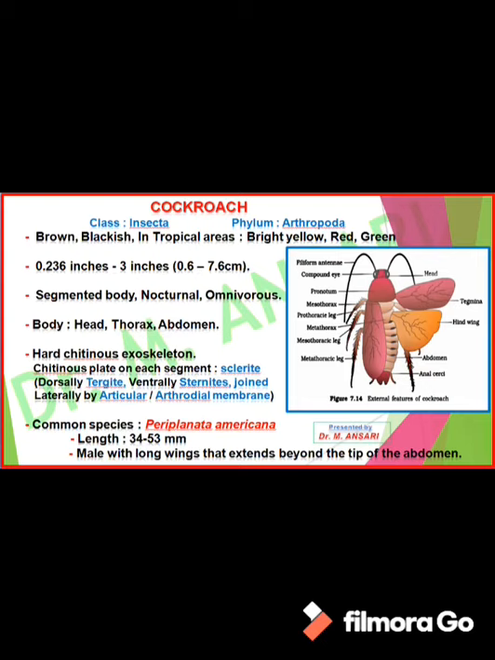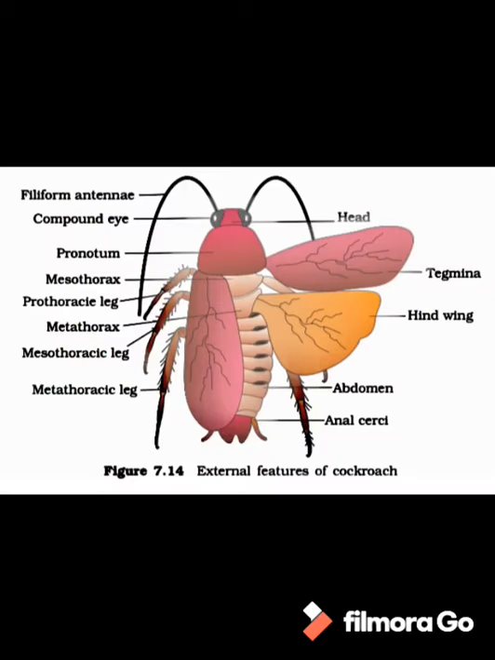Its male members are with long wings that extend beyond the tip of the abdomen. The exoskeleton of cockroach is hard and chitinous, and is present in the form of chitinous plates on each segment. The dorsal side of this plate is called tergum and the ventral side is called sclerite. At each segment, tergum and sclerite are connected with each other by a lateral arthroidal or articular membrane.